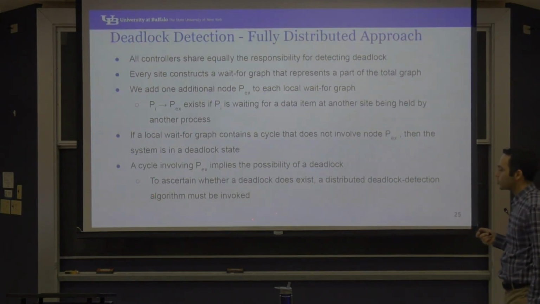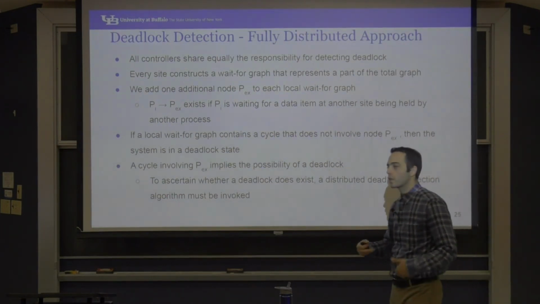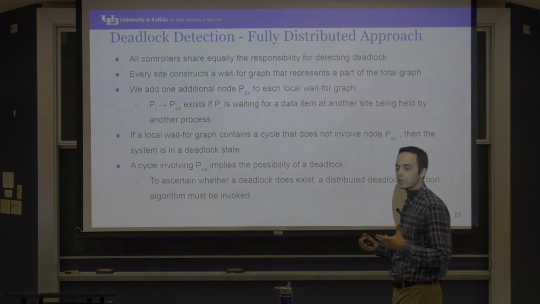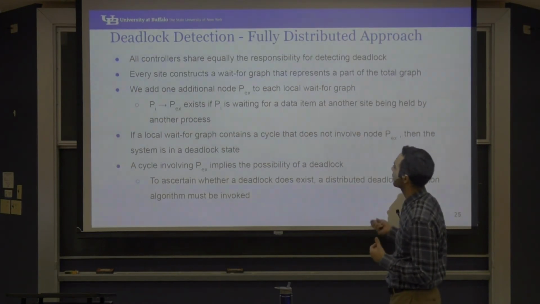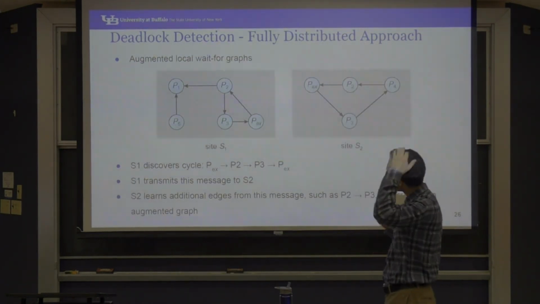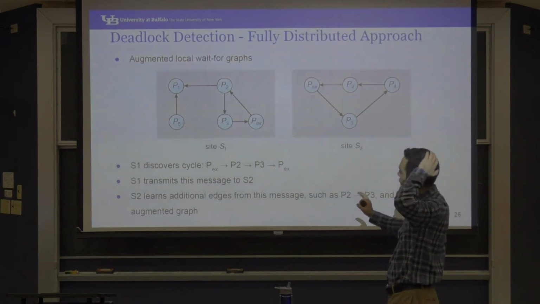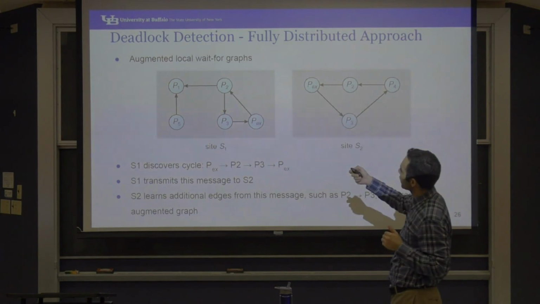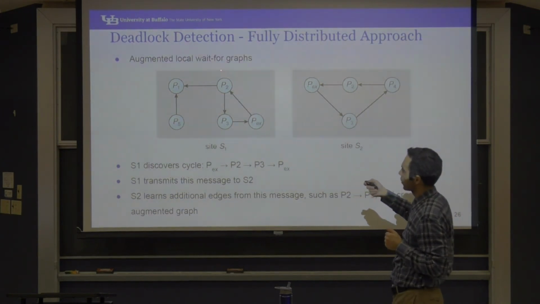They need to share some of their information with the other sites to see if the deadlock is there, right? So in this example, I'm going to show some part of it on the blackboard. So this is the augmented local wait-for graph.